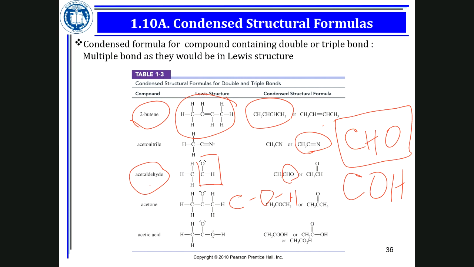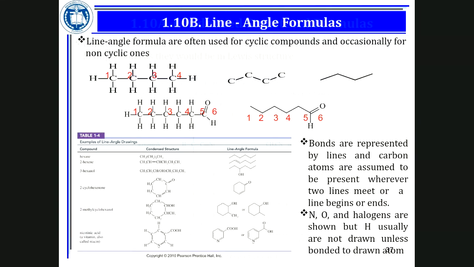So when you're writing the condensed formula for aldehyde, you have to pay attention to this. The functional group for ketone is CO double bond between the 2 carbons, and the aldehyde is the CO double bond attached to 1 hydrogen and 1 CH3. We will talk about functional groups in chapter 2 soon.